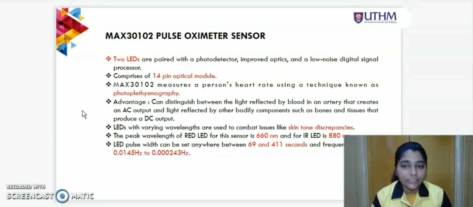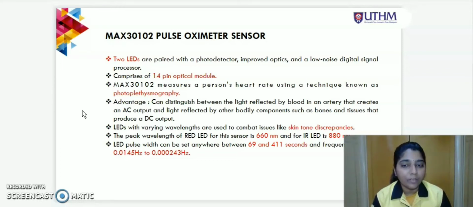The advantage of this sensor is that it can distinguish between the light reflected by the blood in an artery that creates an AC output and the light reflected by other bodily components such as bones and tissues that produce a DC output. The LEDs in this sensor consist of varying wavelengths, and this sensor is able to combat the issue of skin tone discrepancies.